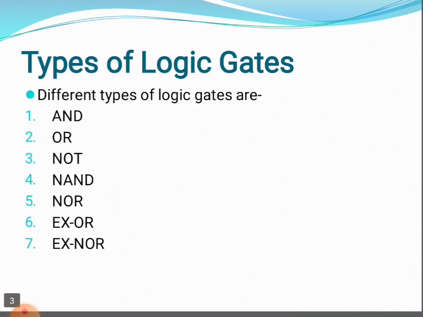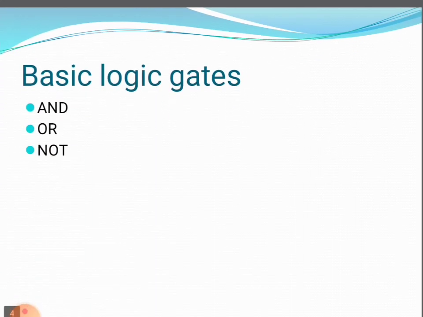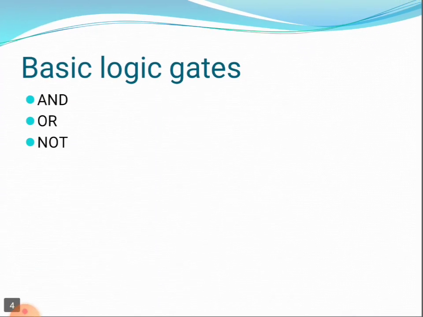Types of logic gates. There are different types of logic gates. First, AND gate. Second is OR gate. Third, NOT gate. Fourth, NAND gate. Fifth, NOR gate. Sixth, XOR gate. Seventh, XNOR gate. Let us see one by one. Basic logic gates: first is AND gate, second is OR gate, third is NOT gate.